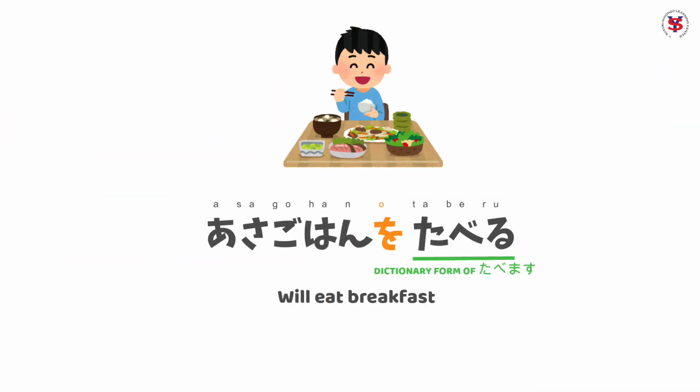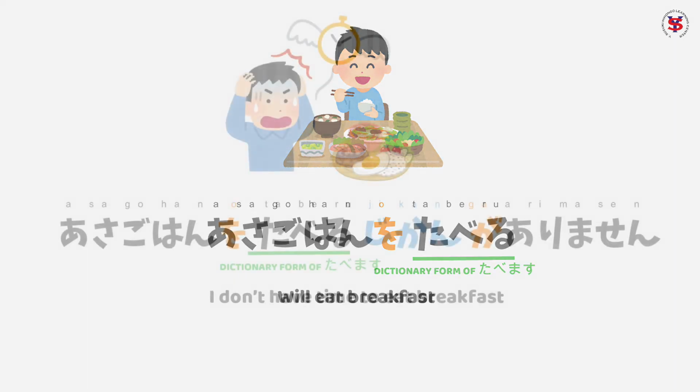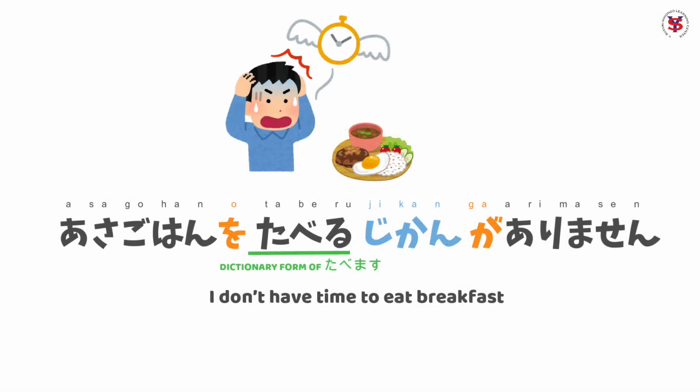First, we say asagohan wo. Then, ang dictionary form ng verb tabemasu. So, that's taberu. Now, we have asagohan o taberu. Then, we say jikan ga arimasen. Now, let's put them together. That's asagohan o taberu jikan ga arimasen.